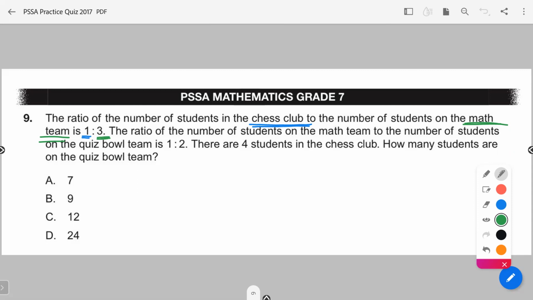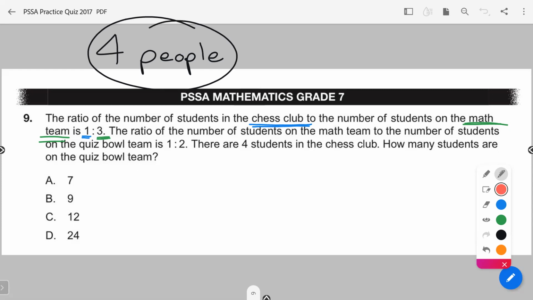So what essentially does that mean? Well, that means for every 4 people that you talk about or interview or survey, one person is in favor of the chess club and 3 people are in favor of the math club. So the math team people are outnumbering the chess club people 3 to 1. You could also look at it and say, hey, there are 3 times as many math team people as there are chess club people. So that's what the first sentence represents.